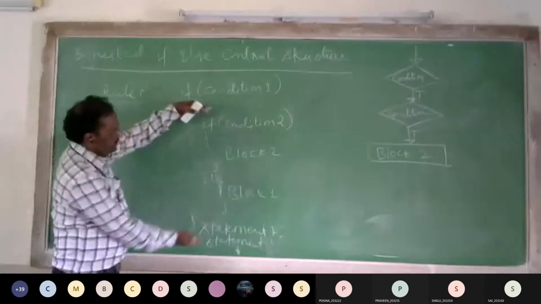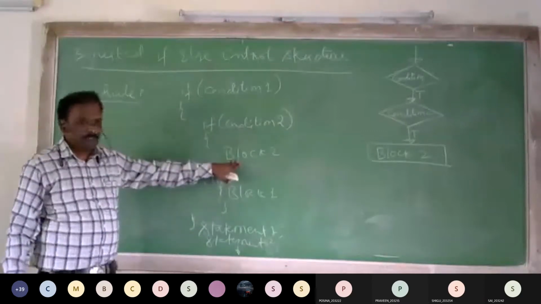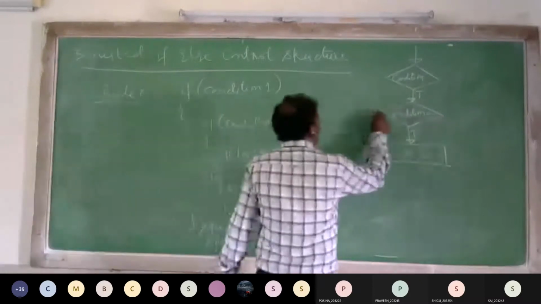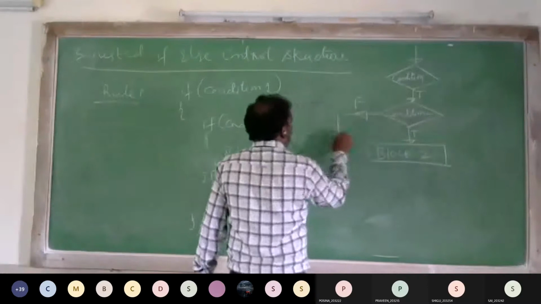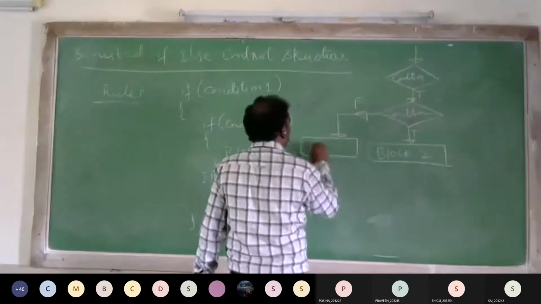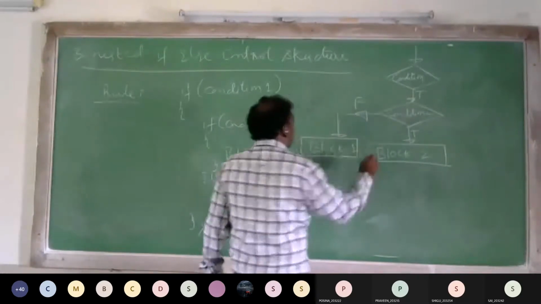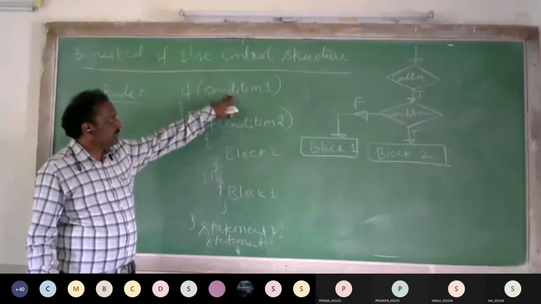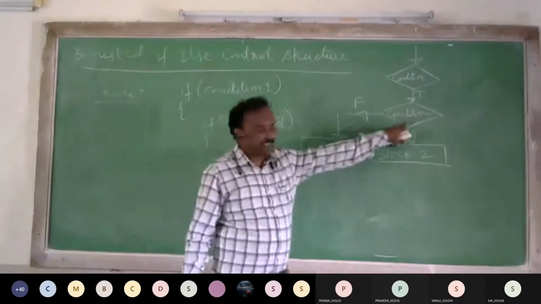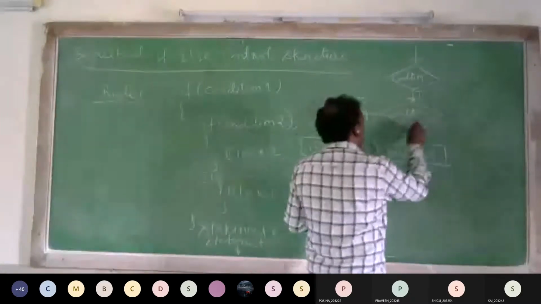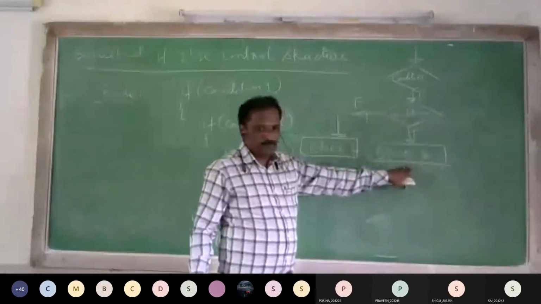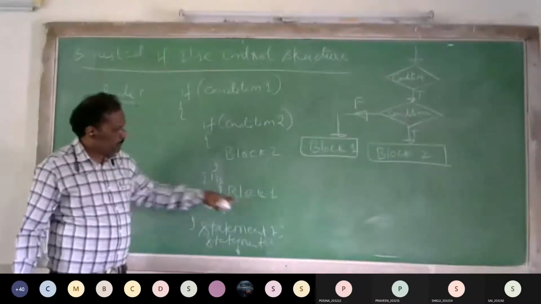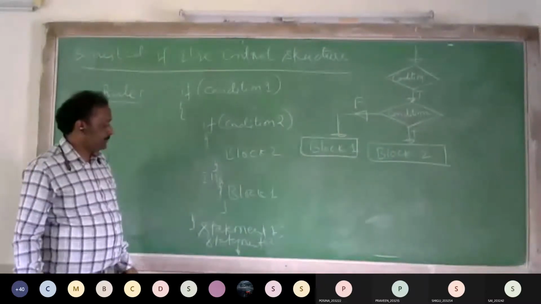This is just like a normal if else. If the condition is true, block 2 is executed. If the condition is false, block 1 is executed. So if condition 1 is false, then block 1 is executed. If condition 1 is true, then it will test condition 2. If condition 2 is true, block 2. If condition 2 is false, then this else block 1 set of statements are executed.